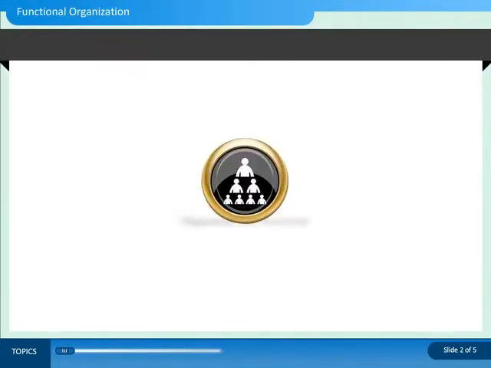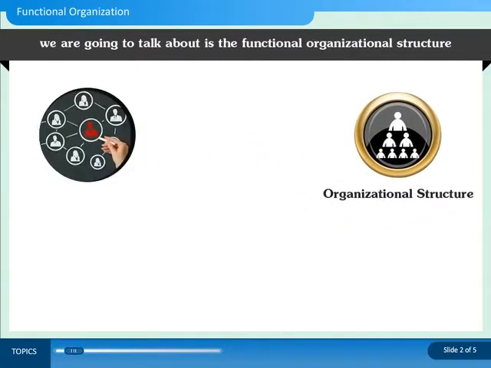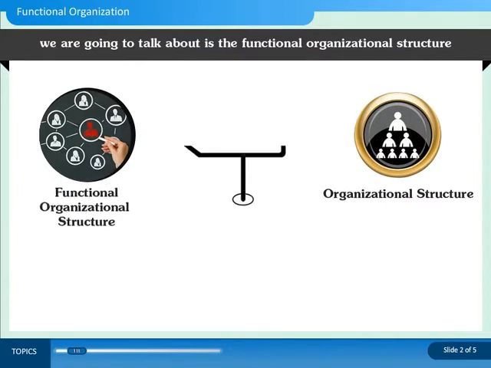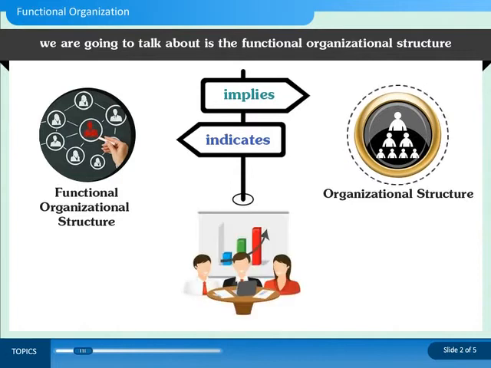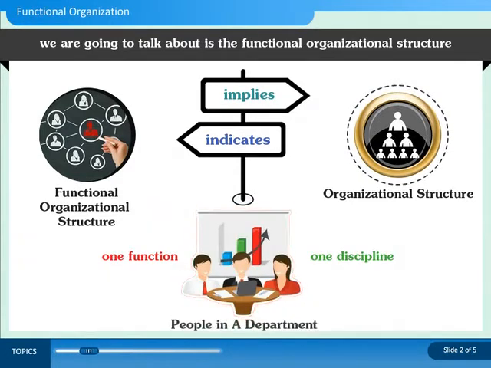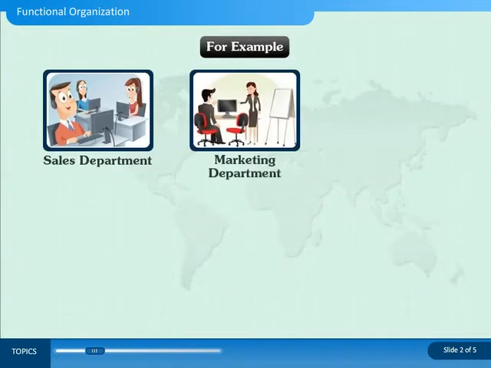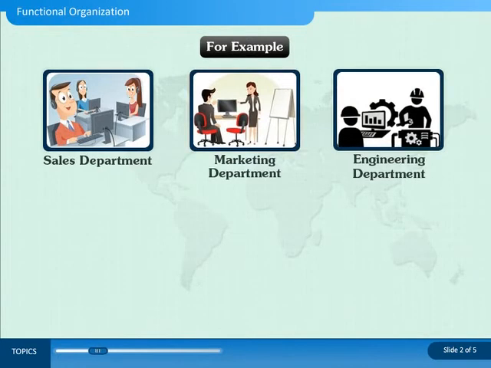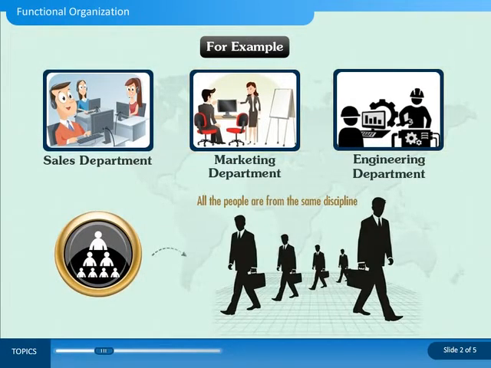The first type of organizational structure we're going to talk about is the functional organizational structure. Now, functional organizational structure, as the name implies, indicates the organizational structure which has only one function or only one discipline of people in a department. For example, there might be a sales department or a marketing department or an engineering department in an organization. All the people are from the same discipline.